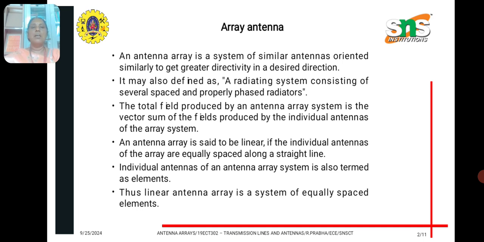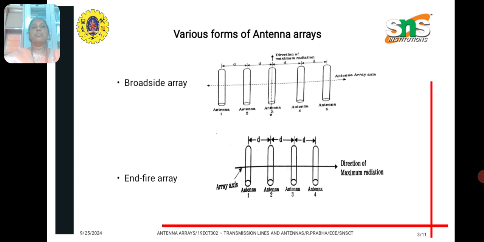So, an antenna array is said to be linear if the individual antennas of the array are equally spaced along a straight line, and the individual antennas of an array system are also termed as the elements. Thus, a linear array is a system of equally spaced elements. There are various forms of antenna arrays. The major classifications are broadside array and Endfire array.